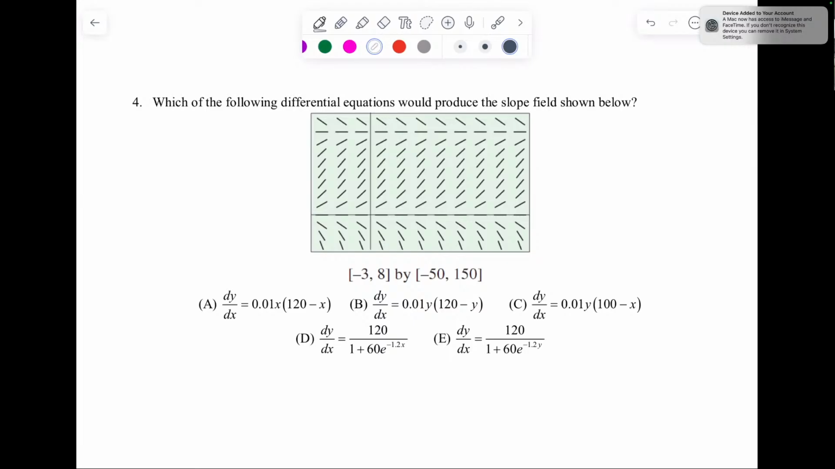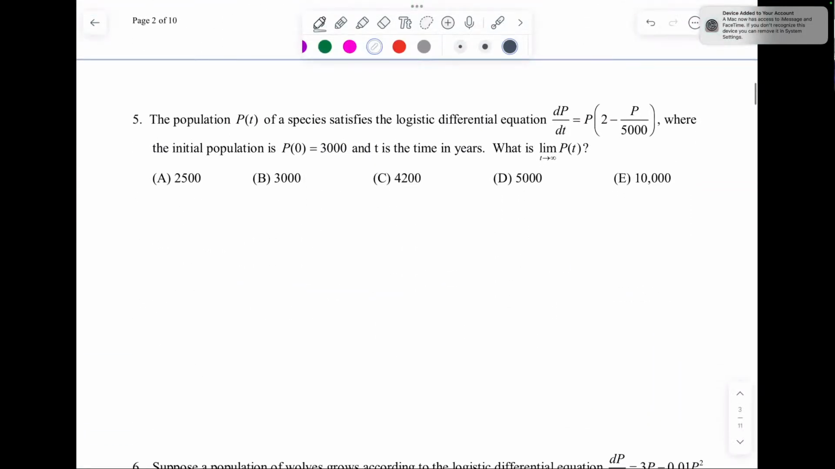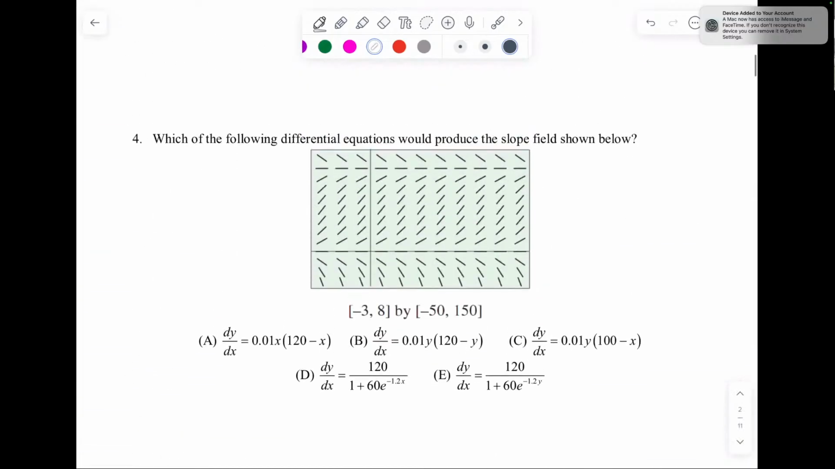Makes sense. Wait, you got what? Look at that first function, dy over... It's B, right? How do you know? The answer for this one is B. A, C, and D all have x, which our graph does not care about. Yeah, -3.